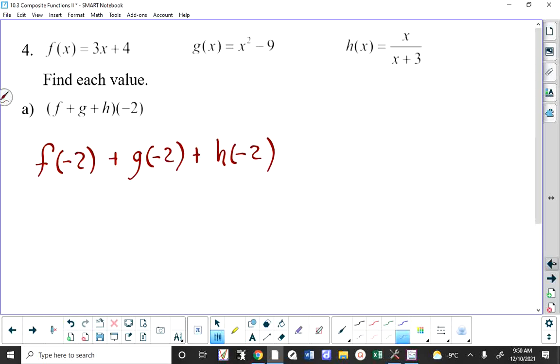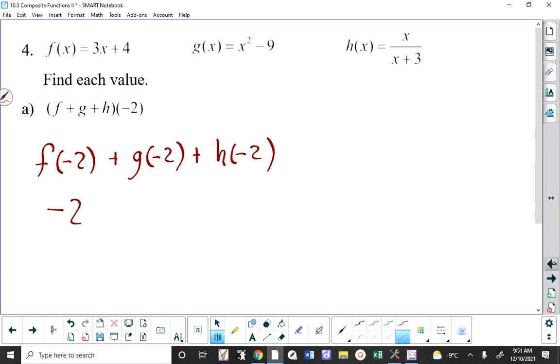We're in learning mode right now. If this were a written response, you wouldn't just do what I'm about to do, which is to write negative 2 here. I'm putting negative 2 in for x in f of x. So on an exam, I would write 3 times negative 2 plus 4, which equals negative 2. Please check my arithmetic this morning.